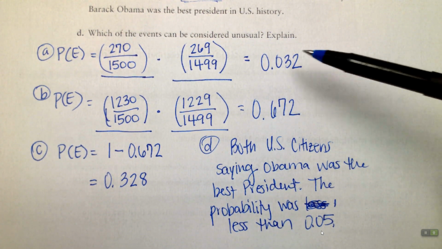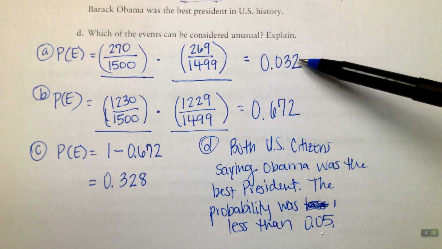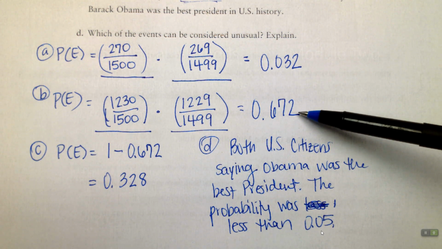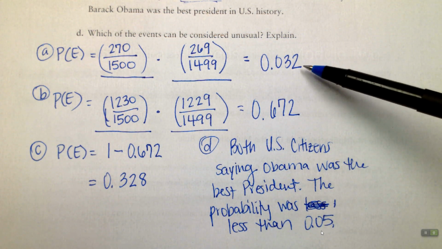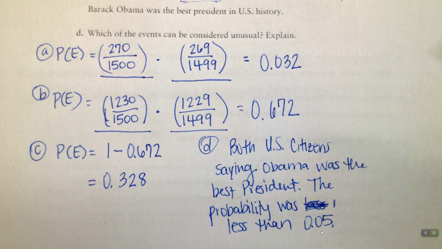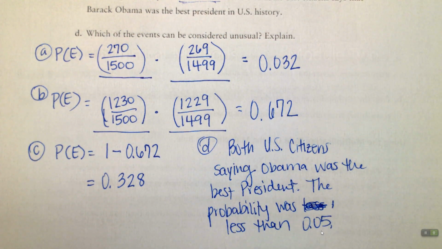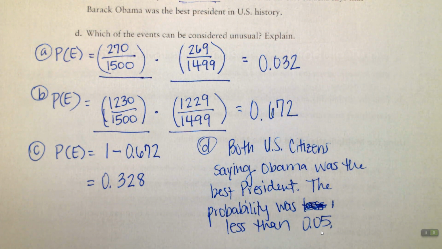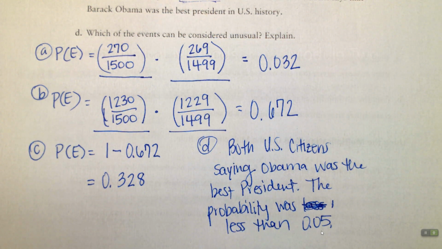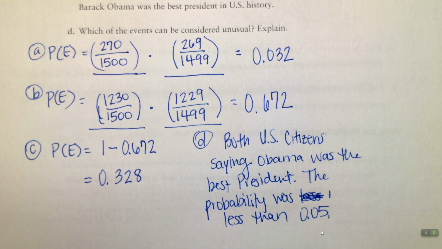That's less than 0.05, so it's like 3.2 cents. This is like 67 cents, and this is 32 cents. So remember, anything less than a nickel, that's how I remember it. I know, money, can't go wrong. Anything less than a nickel is unusual. Anything a nickel or less, actually, is unusual.